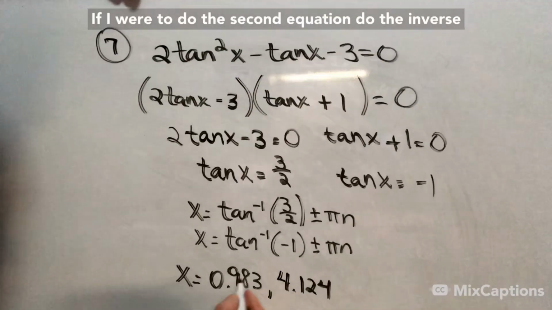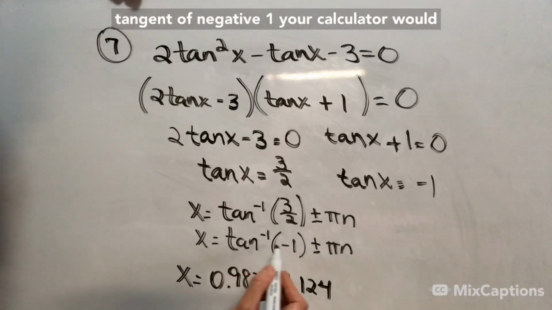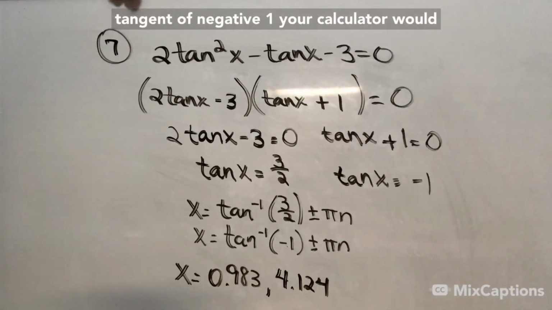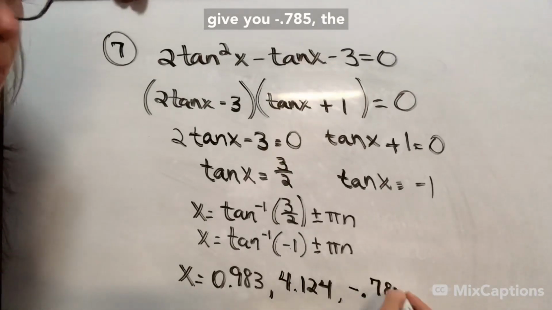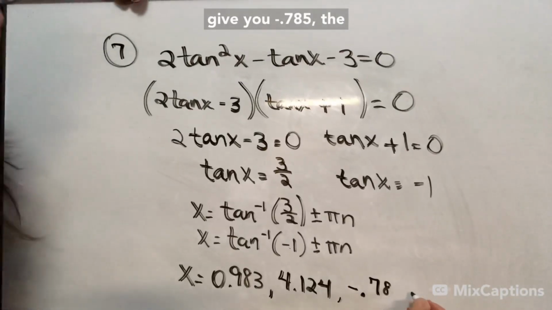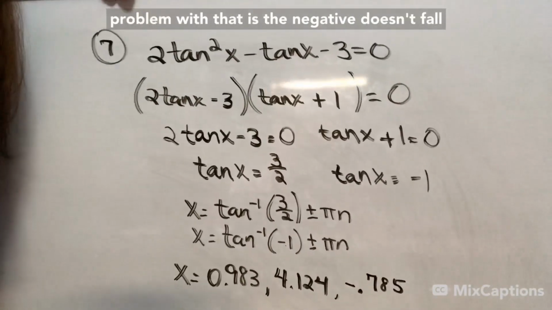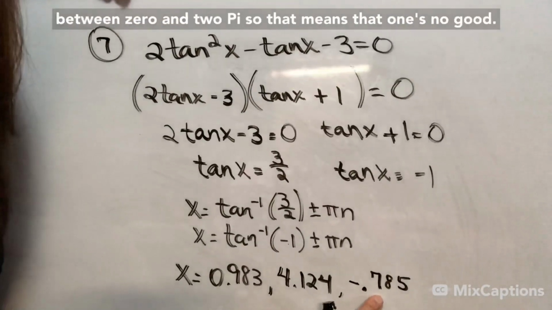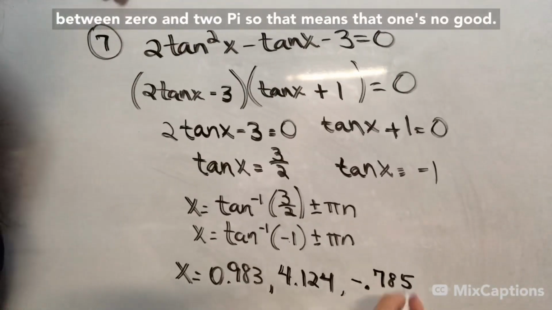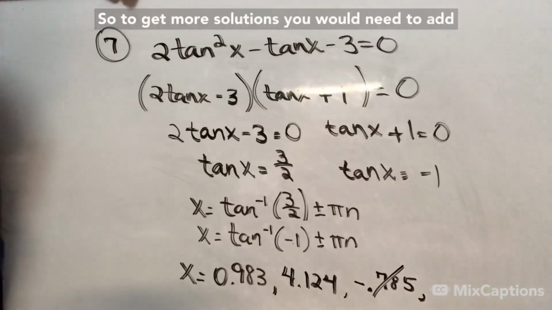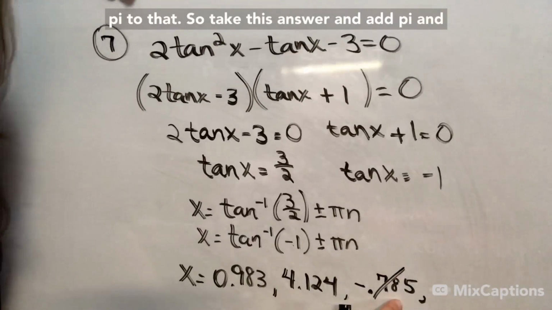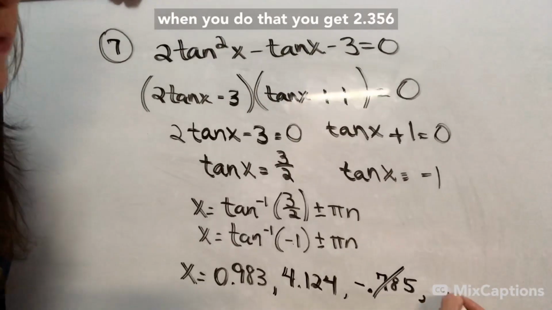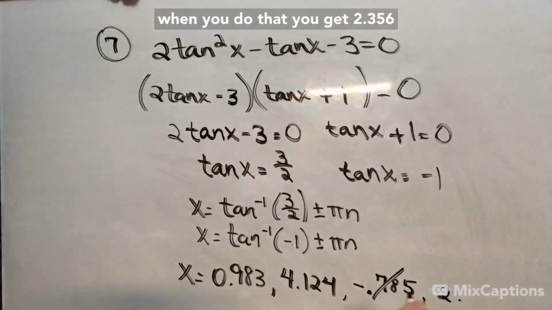If I were to do the second equation, do the inverse tangent of -1, your calculator would give you negative 0.785. The problem with that is the negative doesn't fall between 0 and 2 pi. So that means that one's no good. So to get more solutions, you would need to add pi to that. So take this answer and add pi. And when you do that, you get 2.356.